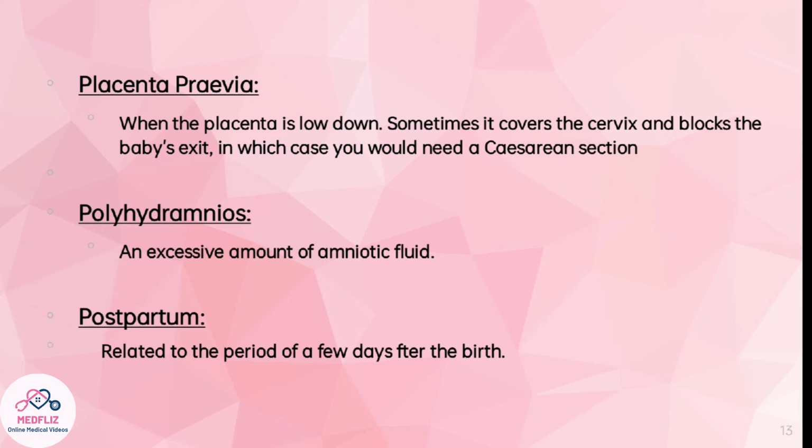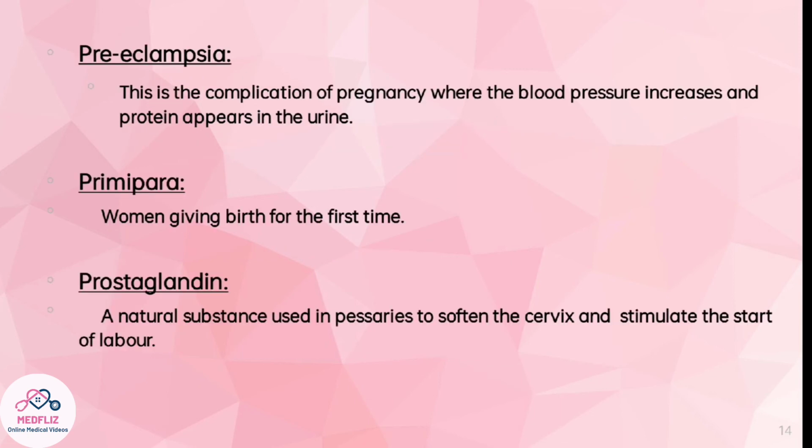Polyhydramnios, an excessive amount of amniotic fluid. Postpartum, relating to the period of few days after the birth. Preeclampsia, this is a complication of pregnancy where the blood pressure increases and protein appears in the urine. Primipara, a woman giving birth for the first time. Prostaglandin, a natural substance used in the pessaries to soften the cervix and stimulate the start of labor.